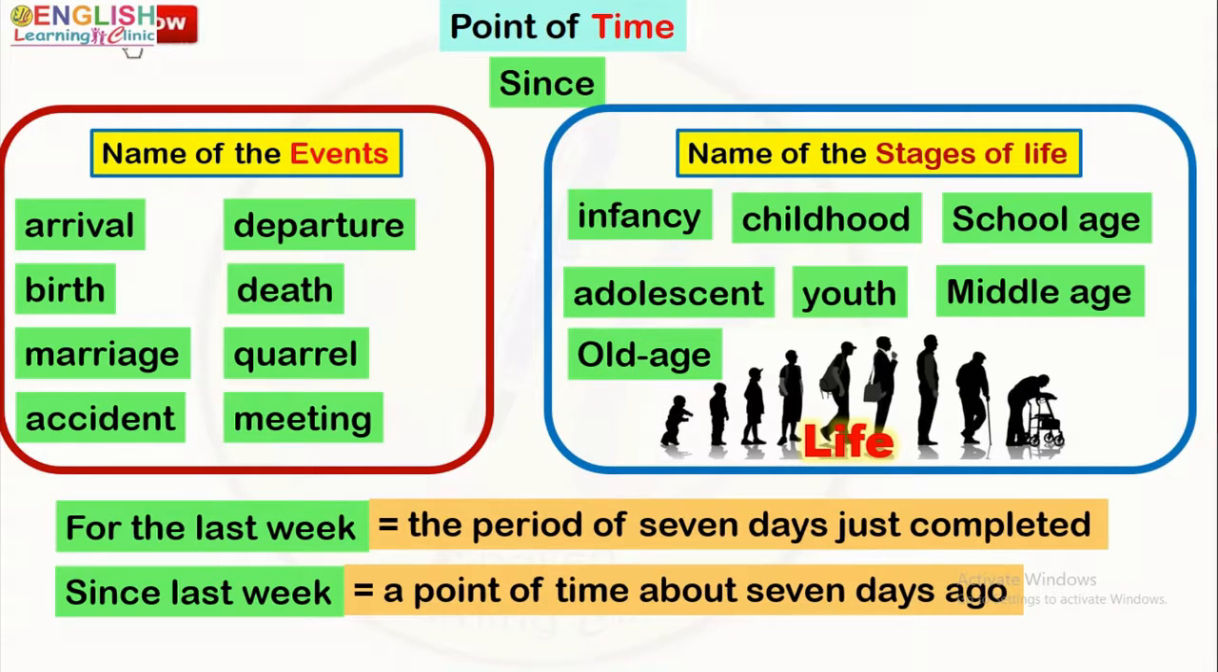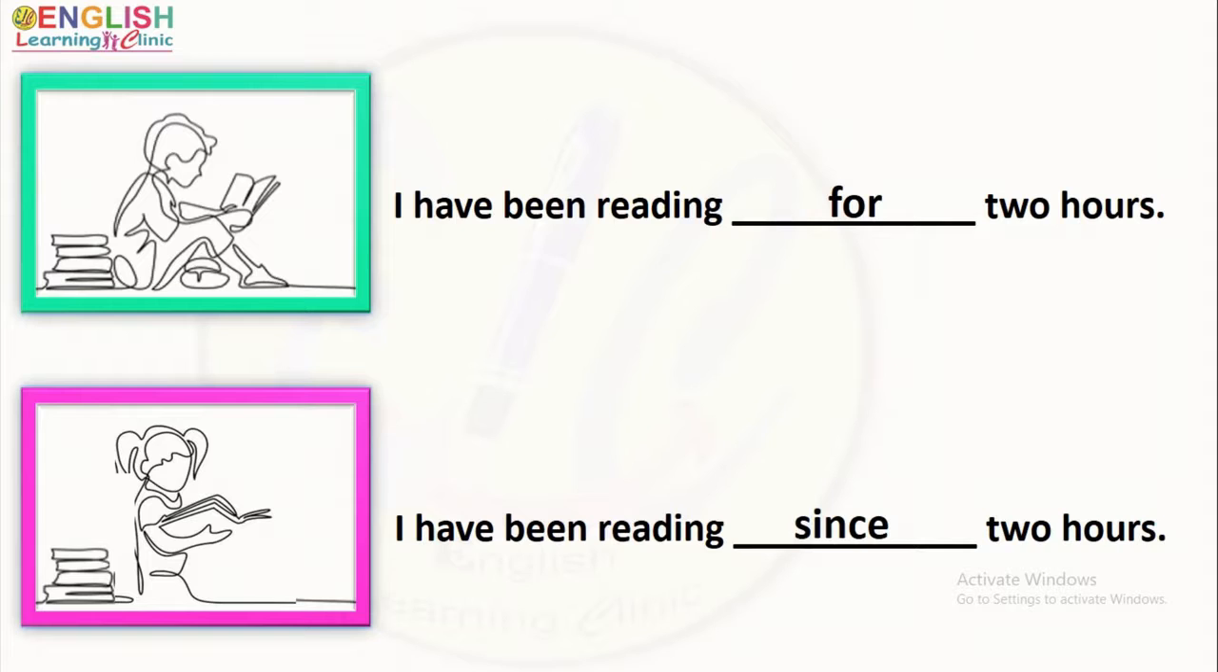Now we will evaluate the answers of those two students. The first student answered, I have been reading for 2 hours, but the second student answered, I have been reading since 2 hours. 2 hours indicates a period of time because it is a measurement of time. We have already learned that before a period of time, "for" is used. So this student is correct, but this student is wrong.